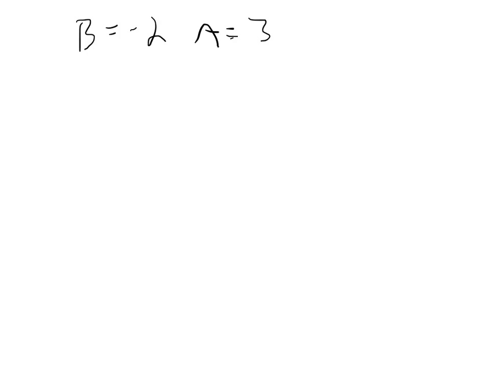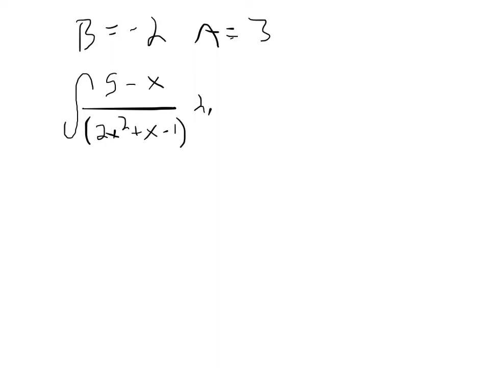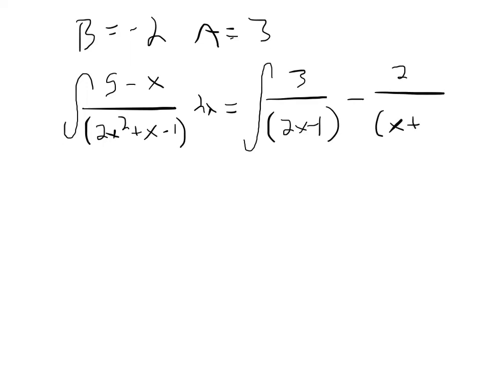So now that we have what B is equal to, -2, and what A is equal to, 3, we can set it equal to the original integral. So we have the integral of (5 minus x) over (2x squared plus x minus 1), which is the original equation, is equal to the integral of A, which is 3, over 2x minus 1, minus, because it's a -2, minus 2 over x plus 1, dx.